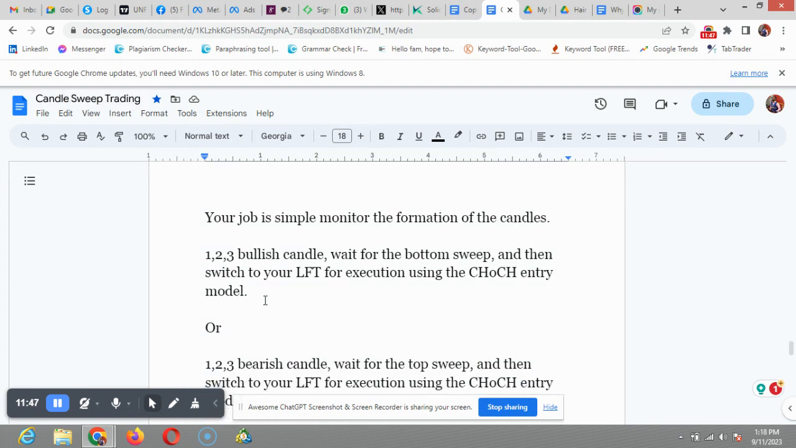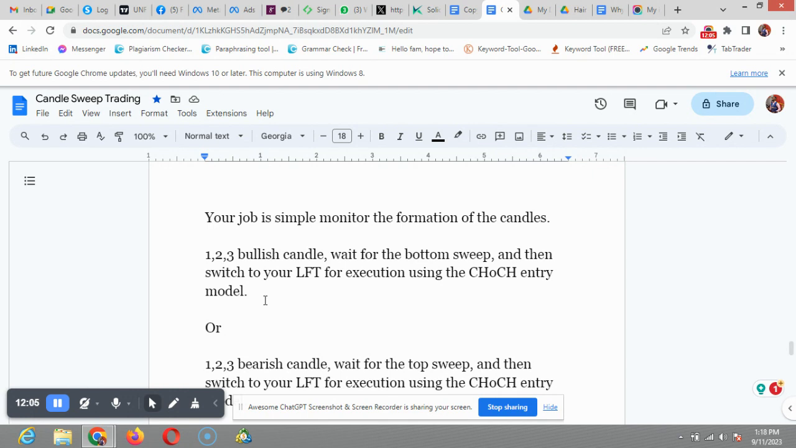Once I see 1 or 2 or even 3 bullish candles, what I want to do next is wait for the bottom sweep, and then I would switch to my lower time frame for execution using the church entry model. Let me explain this again.